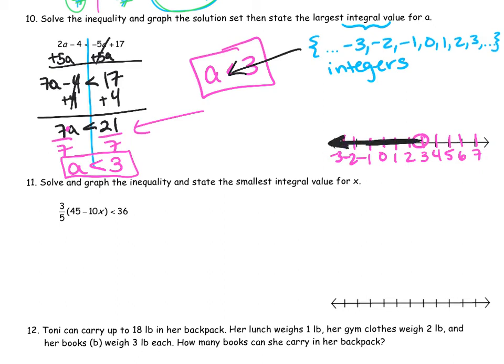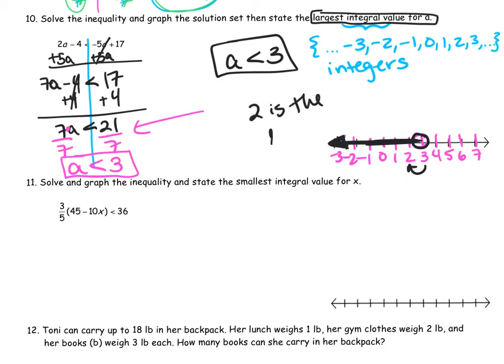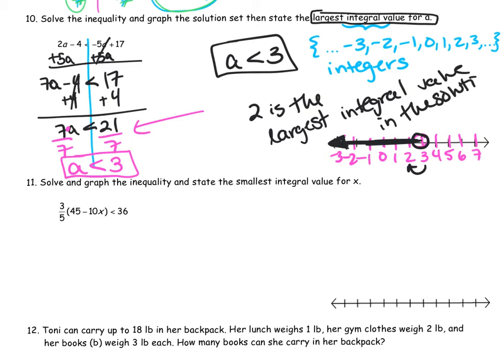Now, we're not done. The question says, what's the largest integral value for a? What is the largest value that a can be? Can a equal 3? Well, no, we said a has to be less than 3. So what is the next number after 3? 2. So 2 is the largest integral value in the solution set. Okay, we're going to do another one together, but 3 is not in the solution set. That is wrong if you write that.